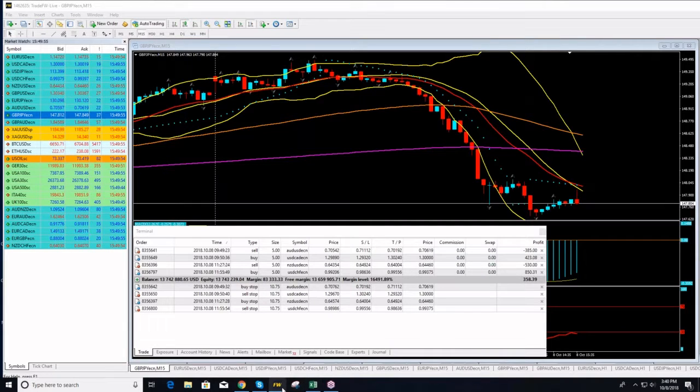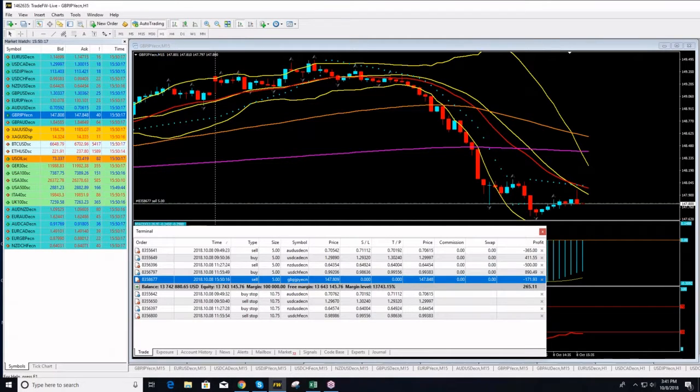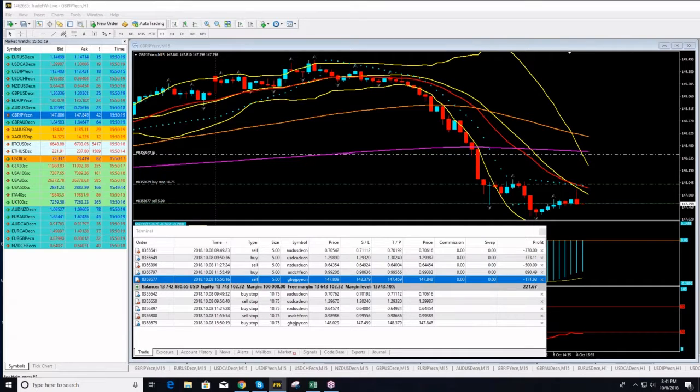Okay, guys, a nice setup has been formed on pound yen. So I will go short straight away pound yen. So that's our next trade for this afternoon. I'm going short 5 lots pound yen. It's a very nice setup. So we have just shorted pound yen, as you can see.